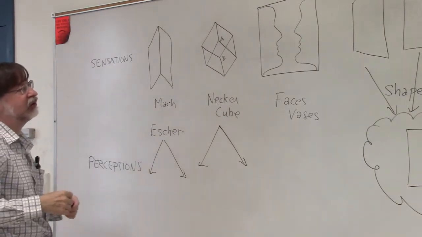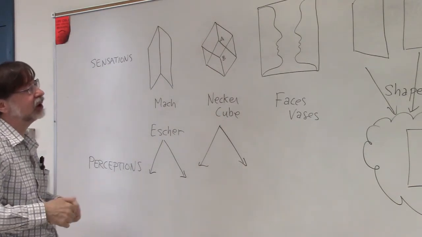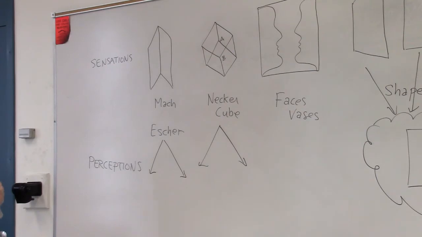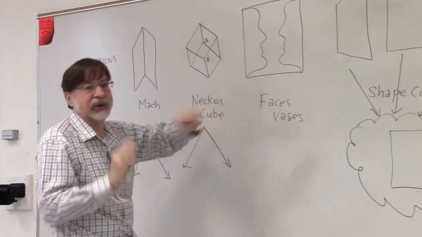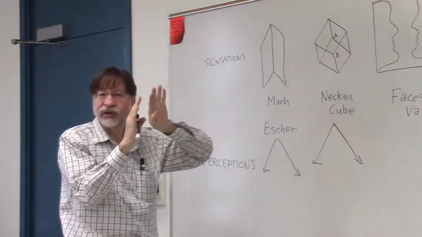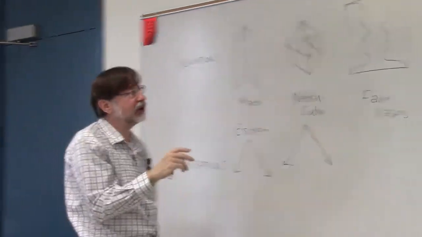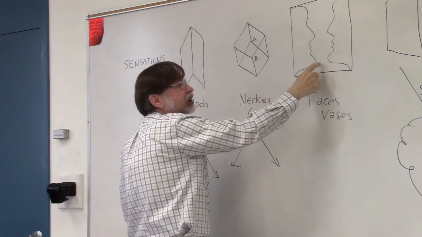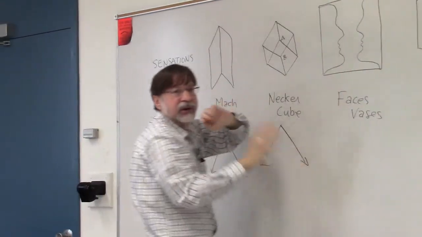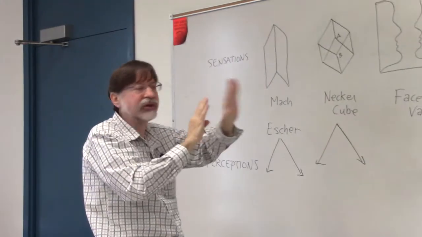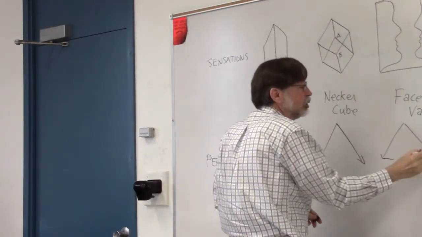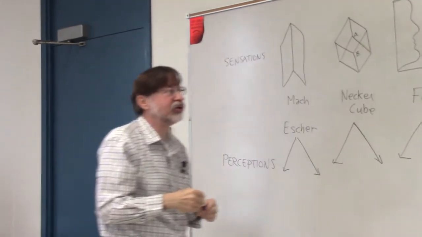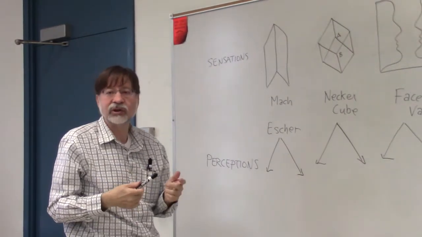Or the Faces-Vases is the case where you can see it as two faces facing each other, in which case this region is farther away, and the two faces are closer to you. Or you can see it as a vase in which this region is close to you, and this is the background, farther away. So you have multiple interpretations. So again, we've got two perceptual interpretations of the same sensations.